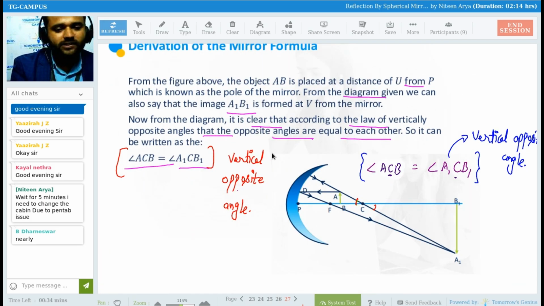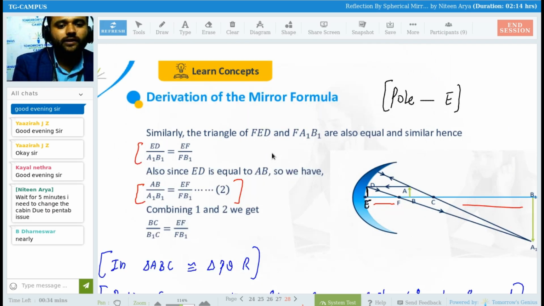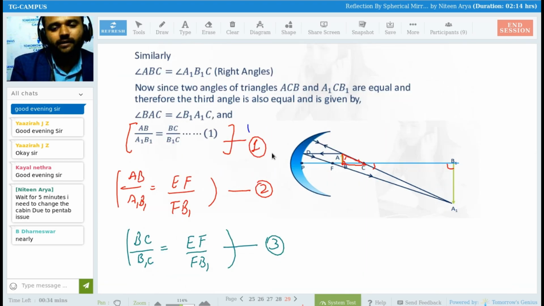Till now we know this is a vertically opposite angle, so this particular angle is equal to this particular angle. Triangle ABC and triangle A1B1C are right angle triangles, and if angle C is equal and angle B is a right angle, the third angle is going to be equal, obviously, so angle BAC equals angle B1A1C. So with this correspondence, the ratio of two sides of the same angle is going to be equal. That is why AB upon A1B1 equals BC upon B1C1. That is my first equation.